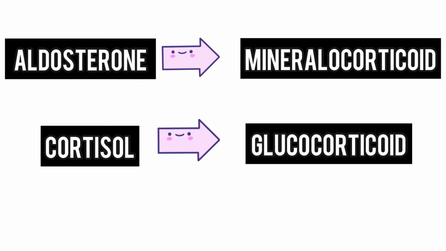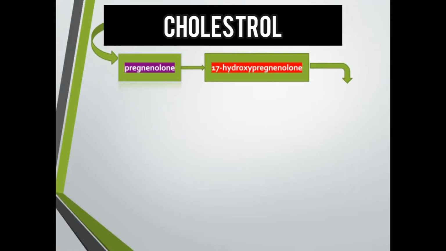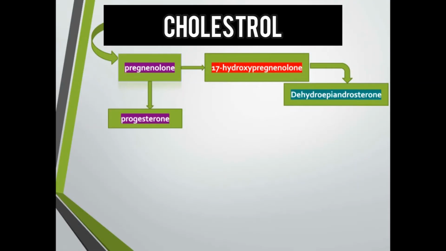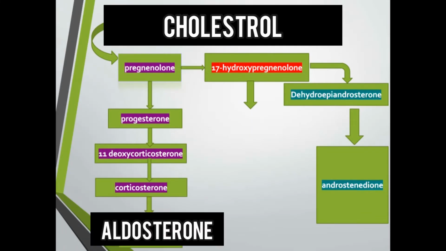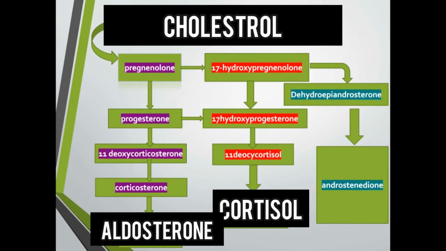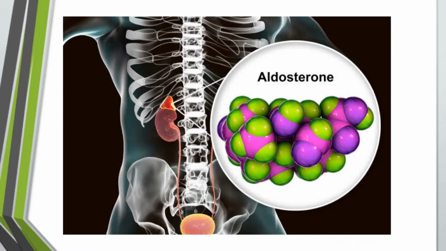Great. Now let's talk about the synthesis of these hormones. I will not be taking you through all the steps of synthesis, but both of these hormones have a common precursor, that is cholesterol. Cholesterol goes through a lot to produce these two champions, that is aldosterone and cortisol. Moving on, let's talk about what these champions do for us. Let us dig deeper into the functions of aldosterone.